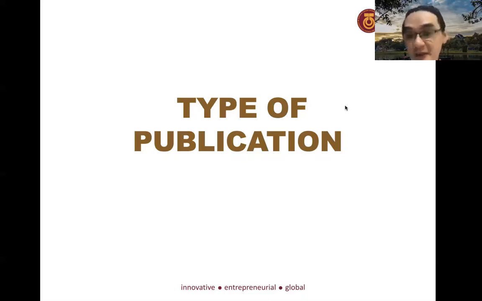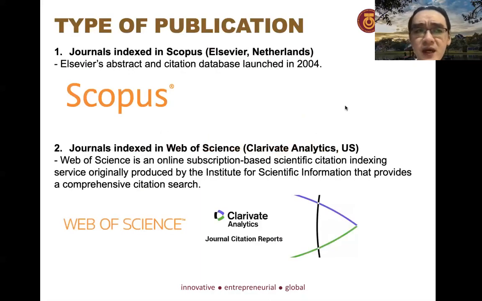Yeah. So, type of publication, the first part is the presentation. Most students, I think, always know Scopus. When you talk to your friends, you say, I want to publish a journal in Scopus, or I want to publish one journal in Web of Science. But many times, what is the difference between Scopus and Web of Science? I think this is the first thing you need to differentiate.